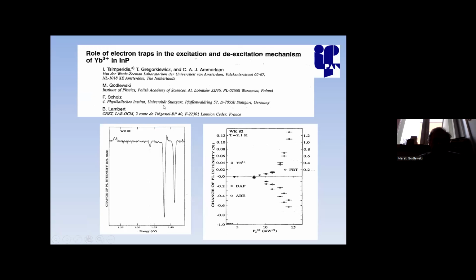This was work I did during a visit in the group of Rob Amerland, cooperating with our colleagues, unfortunately the late Tom Gregorkiewicz. Then I continued this work with Adrian Kozanecki. We noticed that for some of the 3+ ions, like terbium, we see something strange. We excite band to band and get different emissions. Some of the emissions relate to donor-acceptor pairs and bound excitons.